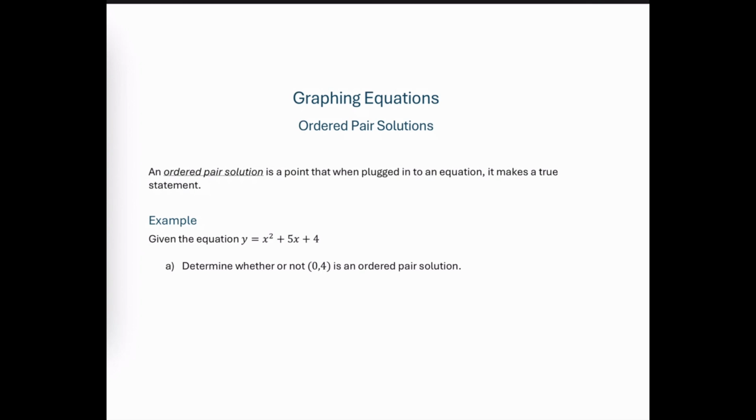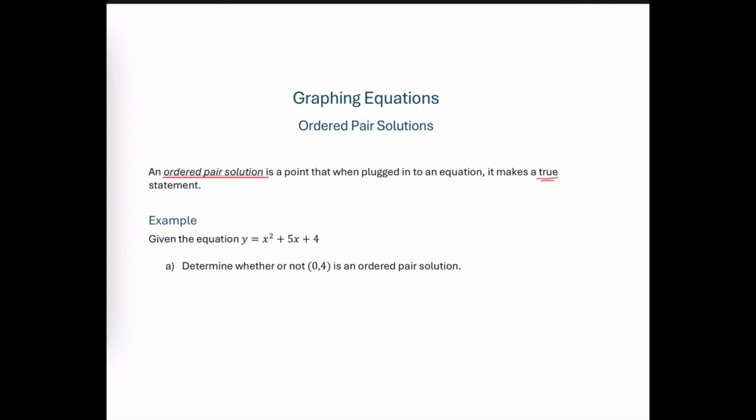Given an equation with two variables, an ordered pair solution is a point that when I plug it into the equation, it makes a true statement. What we mean by that is if we look at the ordered pair (0, 4), and we plug in 0 for every x coordinate in the equation and 4 for every y coordinate in the equation, if it then turns out to be a true statement, then we say yes, it's an ordered pair solution.